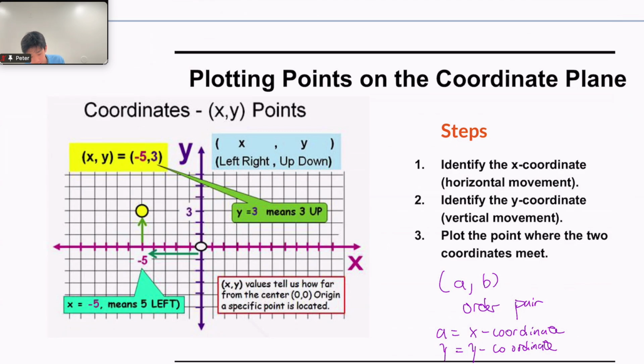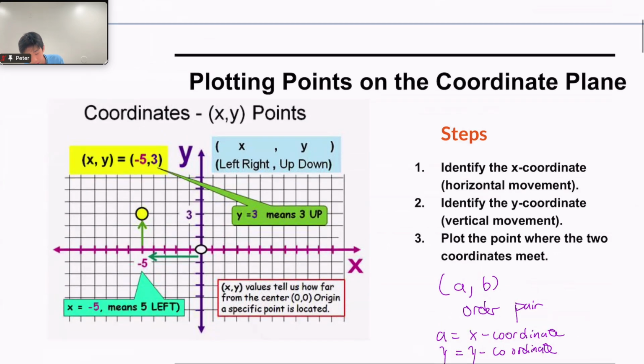So we're gonna take a look at the x-coordinate first because the first number represents the x-coordinate. So we're gonna take a look at the x-axis and find -5. So -5 is here. And then we're gonna take a look at 3, which is the y-coordinate, the second number in the ordered pair, and we're gonna find it. So this number here is 3. Y equals 3 means 3 up. So we're gonna move up 3 to this point.